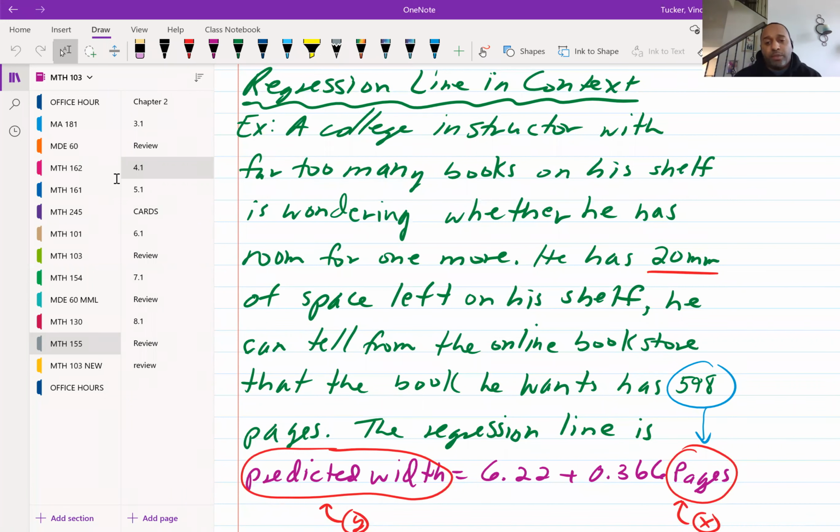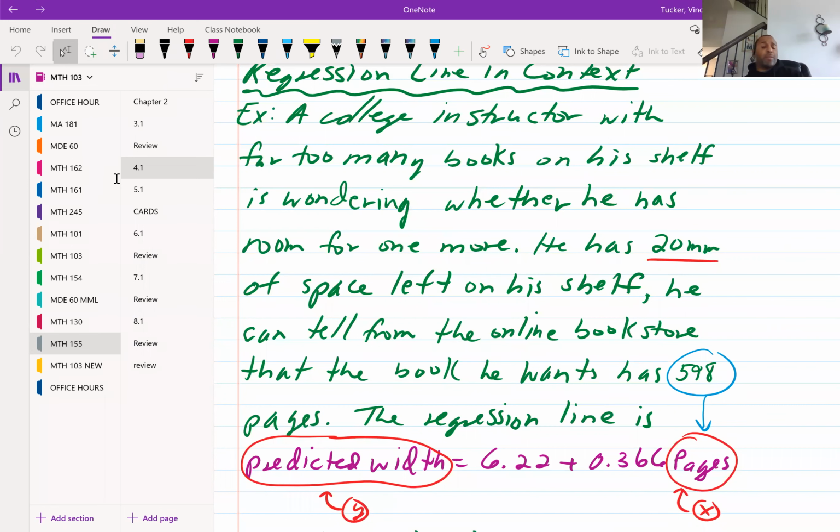Notice they have predicted width equal to 6.22 plus 0.366 times pages. When you talk about x and y, your y would be the predicted width, and your variable for x would be your pages. The way your book sometimes shapes it, they'll give you the actual word instead of the variable itself, so they would have given you predicted width equal to 6.22 plus 0.366 pages.